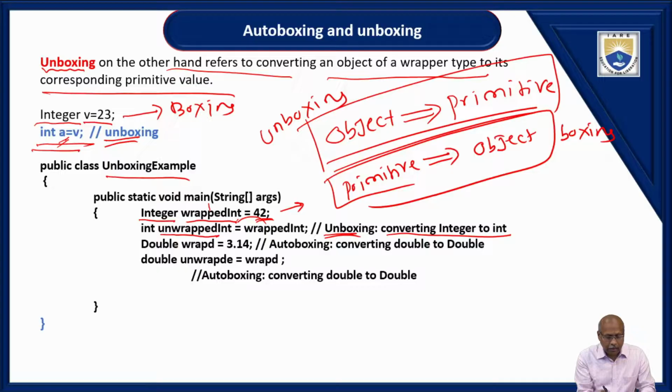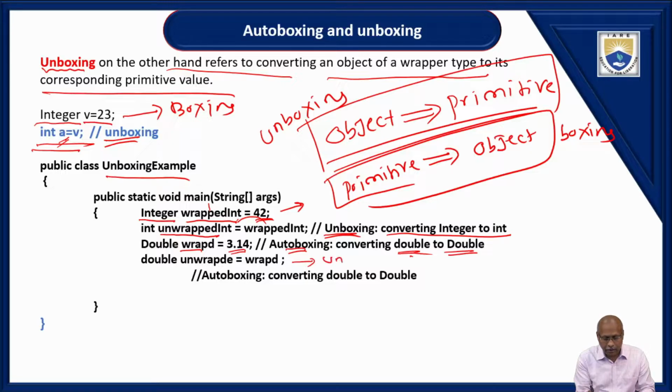Similarly, Double wrapD equal to 3.14. Now 3.14 is available in an object. So this comes under boxing. Sometimes it's boxing, sometimes autoboxing, that means automatic boxing. Converting double to Double, primitive data to object form. Similarly, double unwrappedD equals wrappedD. So that means it is unboxing.